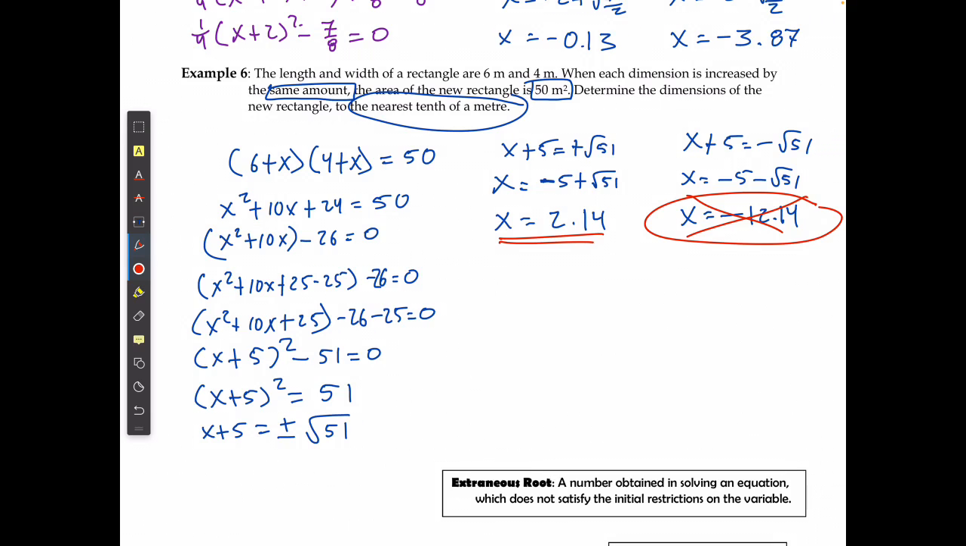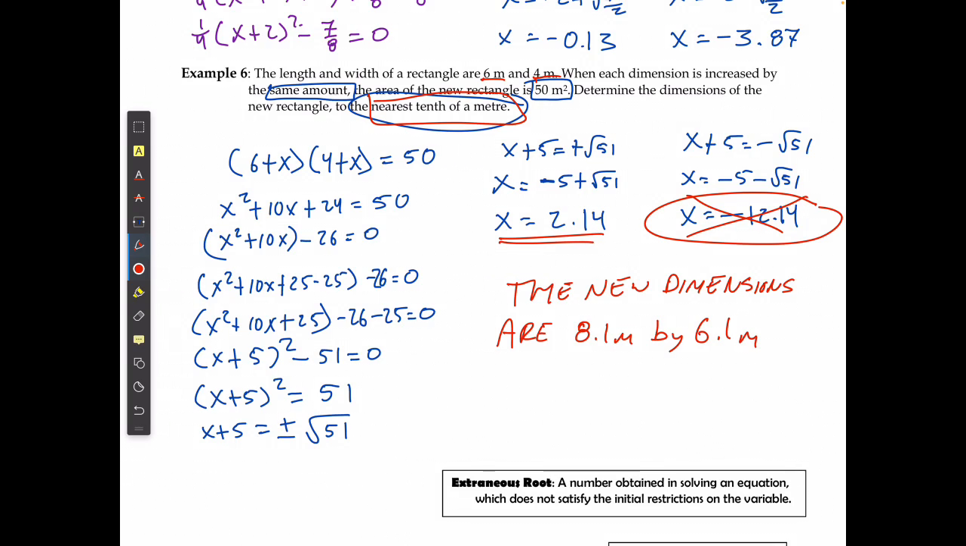Well, if that is the case, then to the nearest tenth of a meter, I'm just going to take my 6 and add 2.1 to it, or my 4 and add 2.1 to it. The new dimensions are 8.1 meters by 6.1 meters to the nearest tenth.